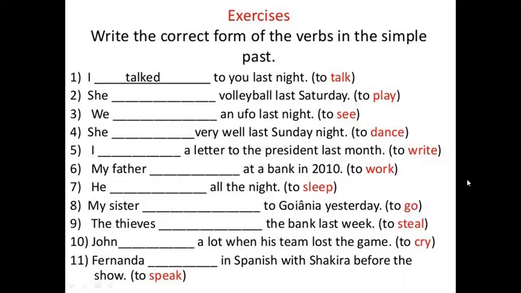Let's see. Lourdes, number 8. My sister went to the gym yesterday. My sister went. The past simple for go is went. That's right. Okay, Emily, number 9. Hello, Emily. Hello, teacher. What is the pronunciation? The thieves steal the bag last week. Okay, but steal is an irregular verb. The past simple for steal is stole. The thieves stole the bag last week.